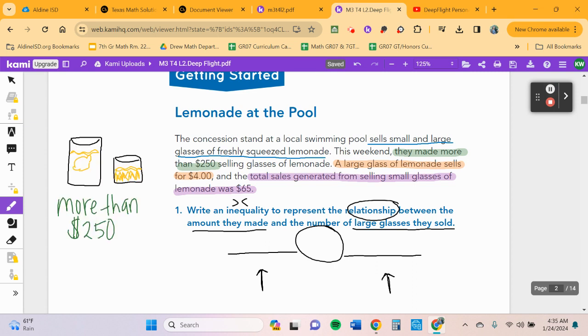Also with word problems, remember, in order to really understand what's happening, not only do we have to annotate, but draw it out as well. Notice off to the left, I drew out what this situation represents. We've got large glasses of lemonade, we've got small glasses of lemonade, and we know that they made more than $250 selling these lemonades this weekend. Either on your own or with a partner, take 2 minutes to write an inequality that represents this relationship. Then when we come back, we're going to solve and graph that inequality. So 2 minutes for just number 1. Pause here.